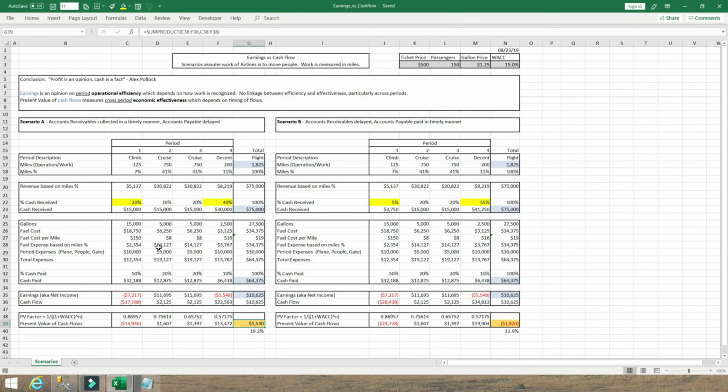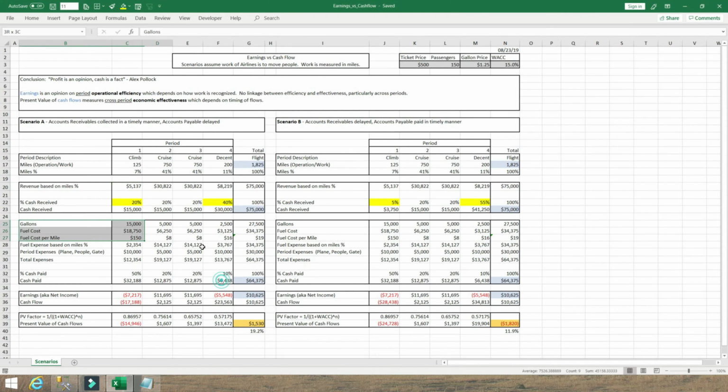All right, so let's look at where the big differences come in between cash flow and earnings. Well, the biggest one is how revenue is recognized versus cash that's received. And again, we just went through what percent of the total cash and when it's being assumed to be received. But revenue is based on the work being done, which in this case is the number of miles traveled. So here's the total miles of the flight, and if we're assuming that it takes 125 miles to climb up, well, then that's only 7%. Therefore, we can only recognize 7% of the total revenue.